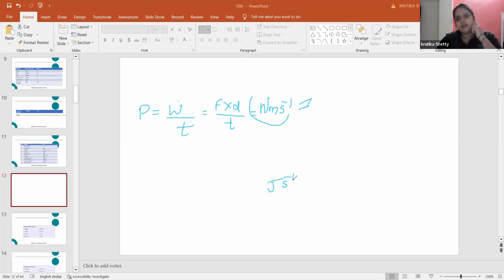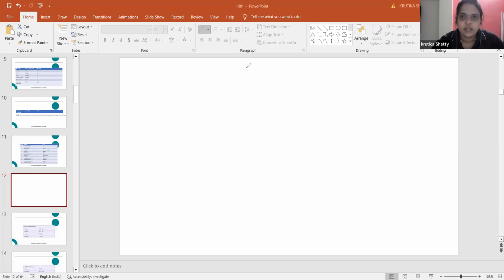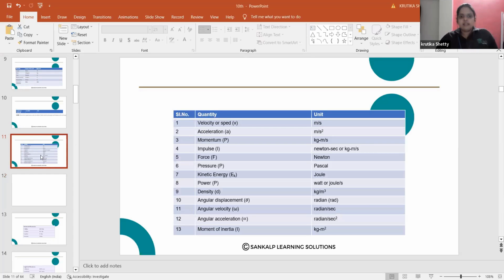This joule per second itself, it is called as what? Watt. So now we will go for some more formulas, then we will stop the class. Just to go through this, tomorrow we can check out the remaining concepts. Yes. So see the next formula, that is power.